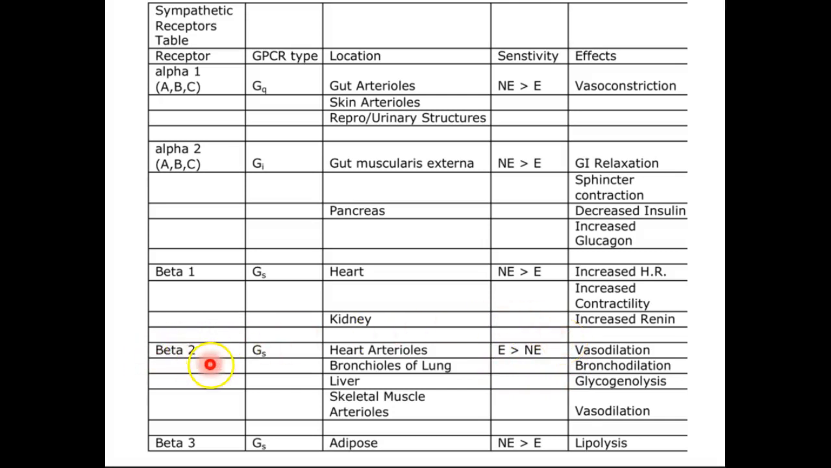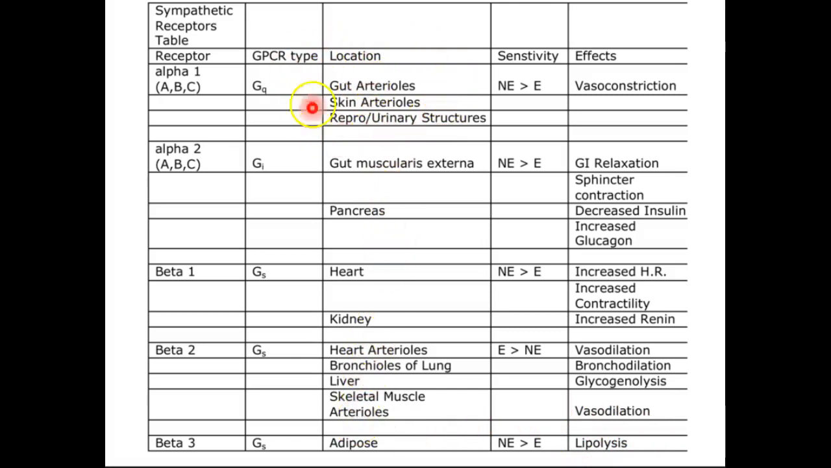So beta 2 receptors are going to be found in heart arterioles, in the bronchi of the lungs. Those are the airways of your lungs. Your liver, your skeletal muscles, your arterioles. Beta 1 receptors are going to be found in your heart. Beta 3 receptors are going to be found in adipose tissue. So when you're running away from a bear, you may get energy from your fat stores. It's right there. So lipolysis means we're breaking down fat for energy.